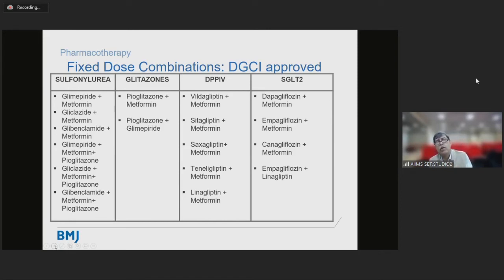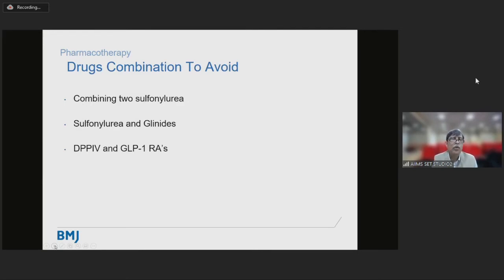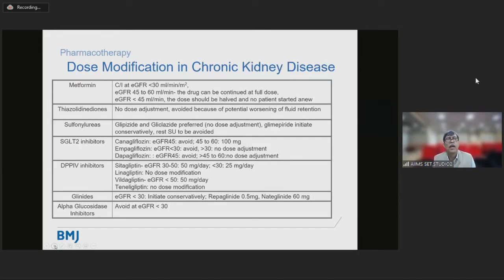The glitazones can go with either metformin or glimepiride. The DPP-4 inhibitors are all available with metformin. The SGLT2 inhibitors are available with metformin, and empagliflozin is also available with linagliptin. Don't combine two sulfonylureas. As I keep telling my patients, aap arhar ki dal aur urad ki dal saath mein nahi khate. You never combine two dals into one meal. Don't use a sulfonylurea and a glinide, so no two secretagogues together. And there is no point combining a DPP-4 inhibitor and a GLP-1 receptor agonist because they're affecting the same pathway.